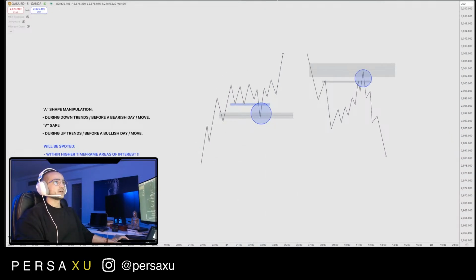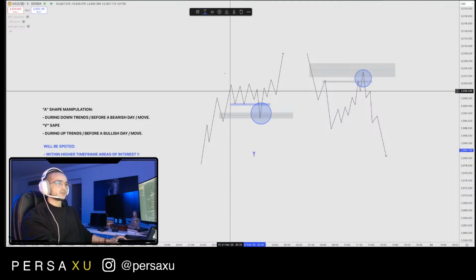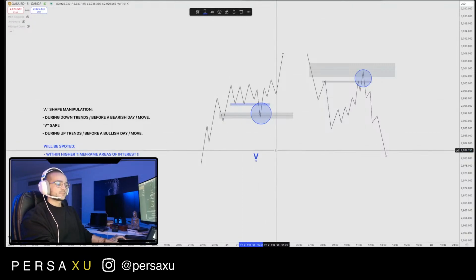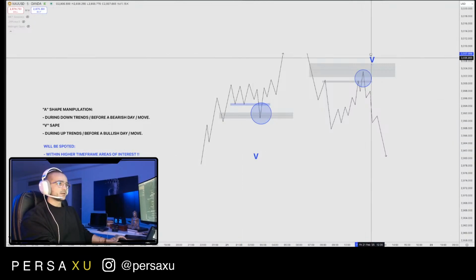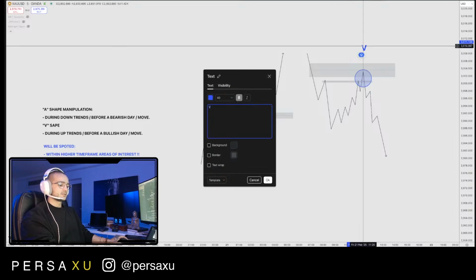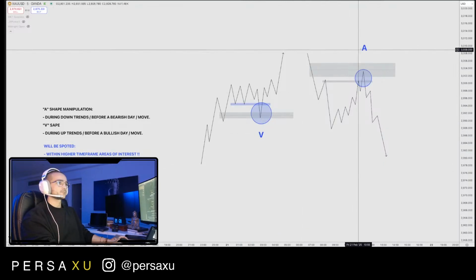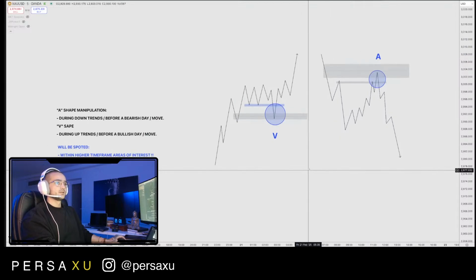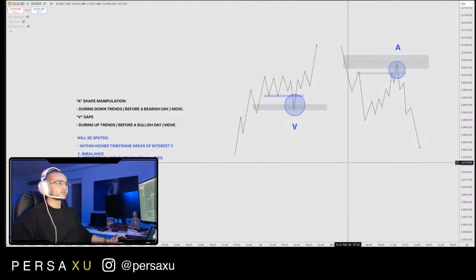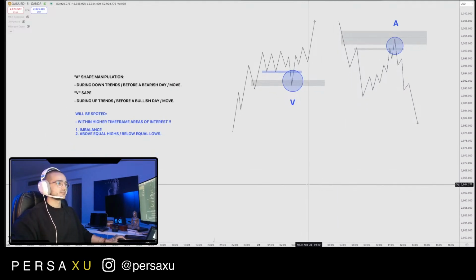So here we have the V's. And here we have the A's. So you can take a photo of that or whatever. This is going to be recorded anyway.